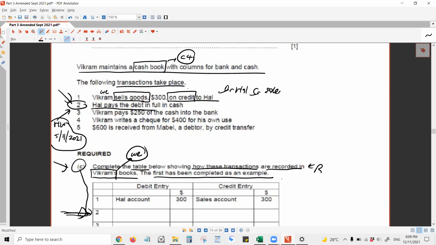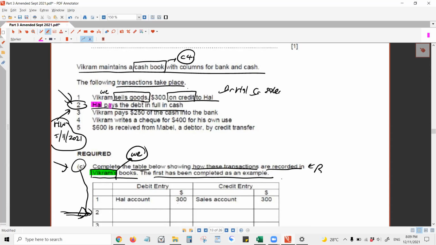How pays the debt in full in cash? You have to keep reminding yourself you are doing question C and you are Vikram in this question. And from time to time, the sentences given to you in the exam, they would try to trick you into thinking that you are another person. Why? Because you notice they start with the name How, which is not you.